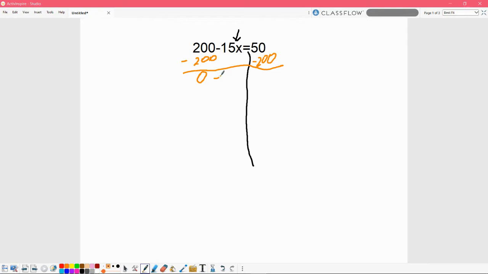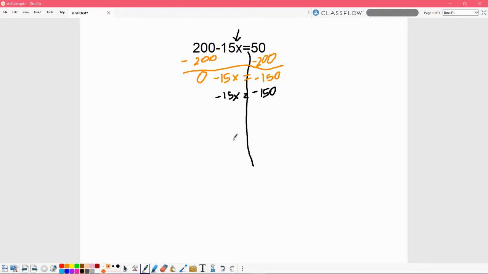I do have my minus 15x still left, and it's equal to, well, on this side, I have 50 minus 200. Now I can go ahead and take away 50 minus 200. You can use your calculator for this if you'd like. It is negative 150. So my new equation is negative 15x is equal to negative 150.